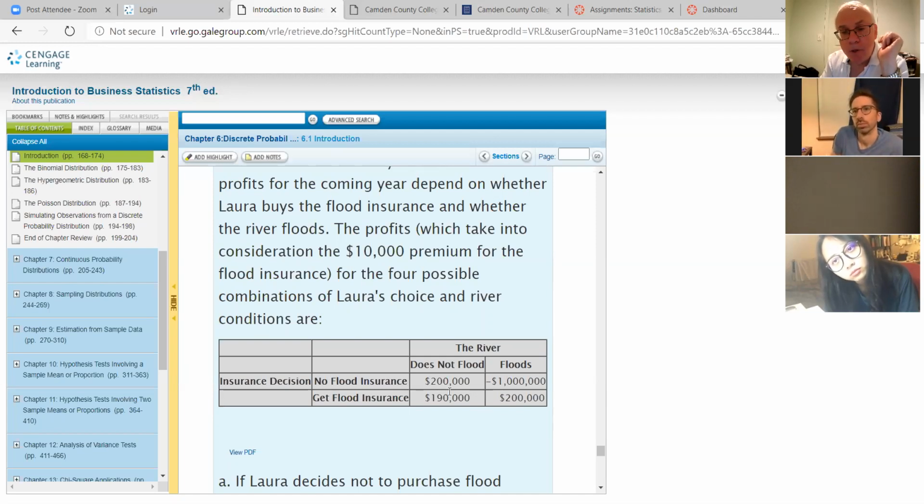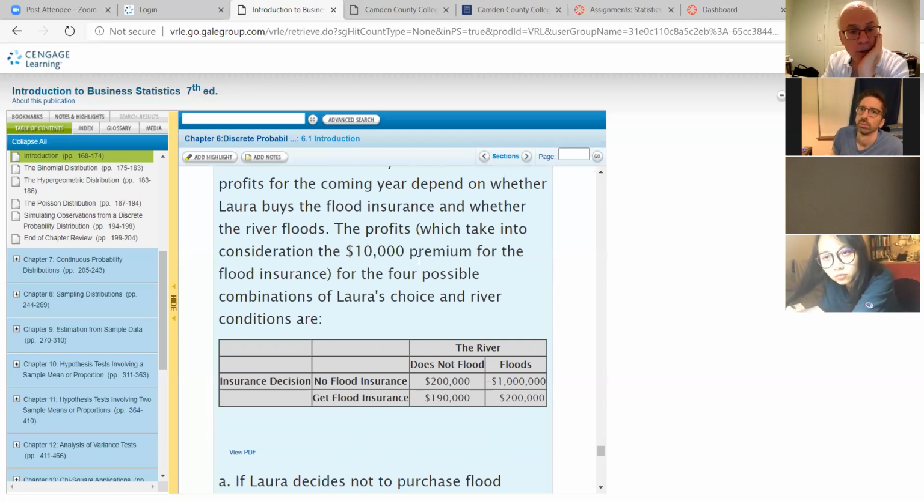Okay, so on the one hand, you lose $1 million. Now that $1 million may include losses of revenue, maybe not only property but revenue. You lost revenue, but that's your loss. You lost $1 million if you don't have insurance and it floods. If the river doesn't flood, you make $200,000 because it's just the normal case. What if you buy the flood insurance? Well, the flood insurance costs $10,000.